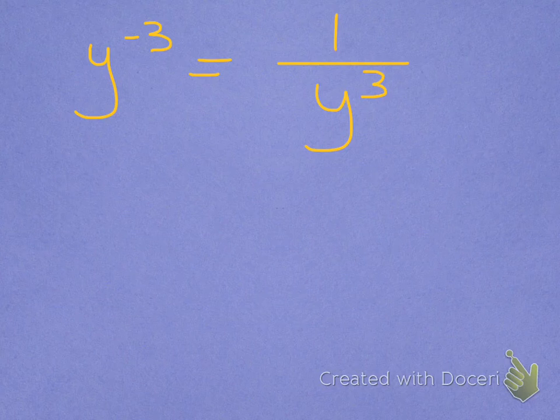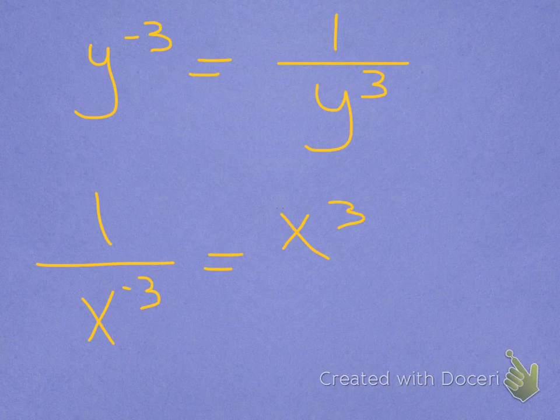So let's do another one. What happens if it's already on the bottom? Like x to the negative 3rd. Now what do we do? Do you do the reciprocal? And you bring it up this time. So it's in the bottom, so to make it positive, we bring it up and just make it x to the 3rd. If you wanted to put 1 on the bottom, it's technically right, but it's extra writing, so you can just do that.